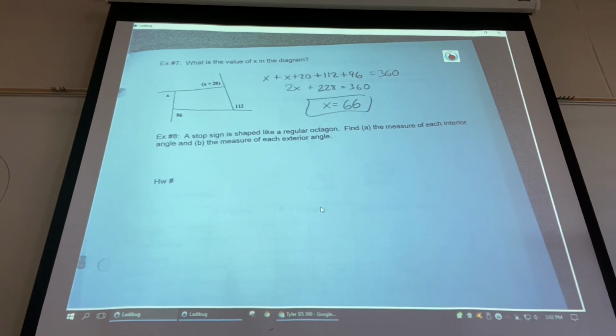What about for part B? How are you going to find the measure of each exterior angle? Well, what do they all need to add up to? 360. And then guess what? Find the measure of one of them. Divide by 8. Yeah. Go ahead and give these a shot.